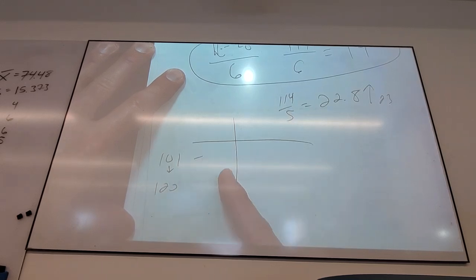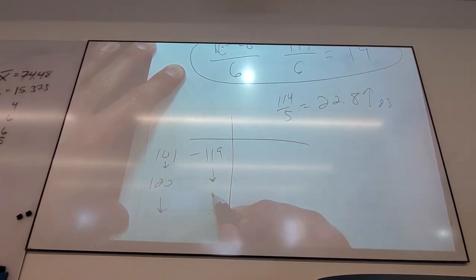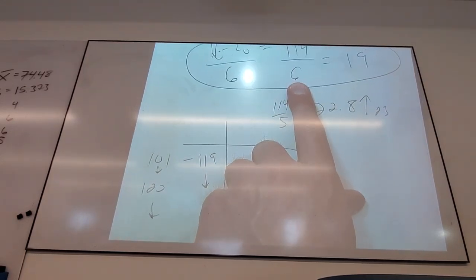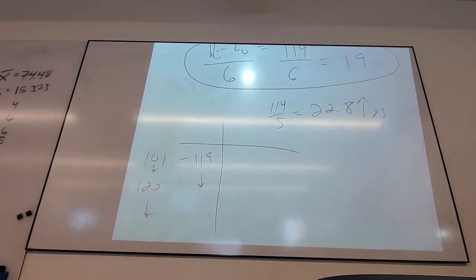So what would be here? 119. Good. And then you just keep adding 19 until you make all your classes. In this case, I know I want 6 of them, yes? Yep. You guys with me? And then it's just counting, dividing, scale, box. Rectangle. Okay.